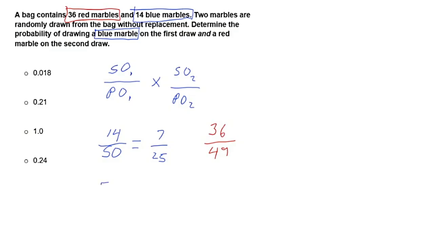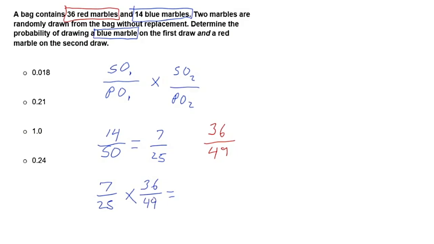So now we simply take the first draw, 7/25, times the second draw, 36/49. And to make our math a little simpler, we can do something fun here. Because we have a 7 here and a number that's divisible by 7 here, we can reduce this down to 1 and this down to 7. We just divided both sides by 7.